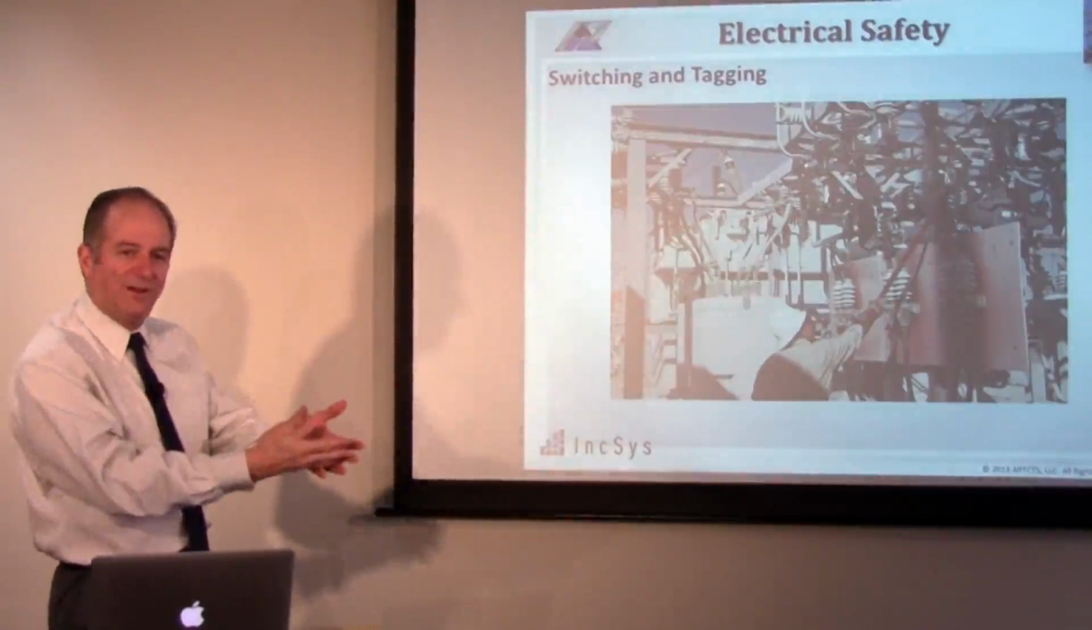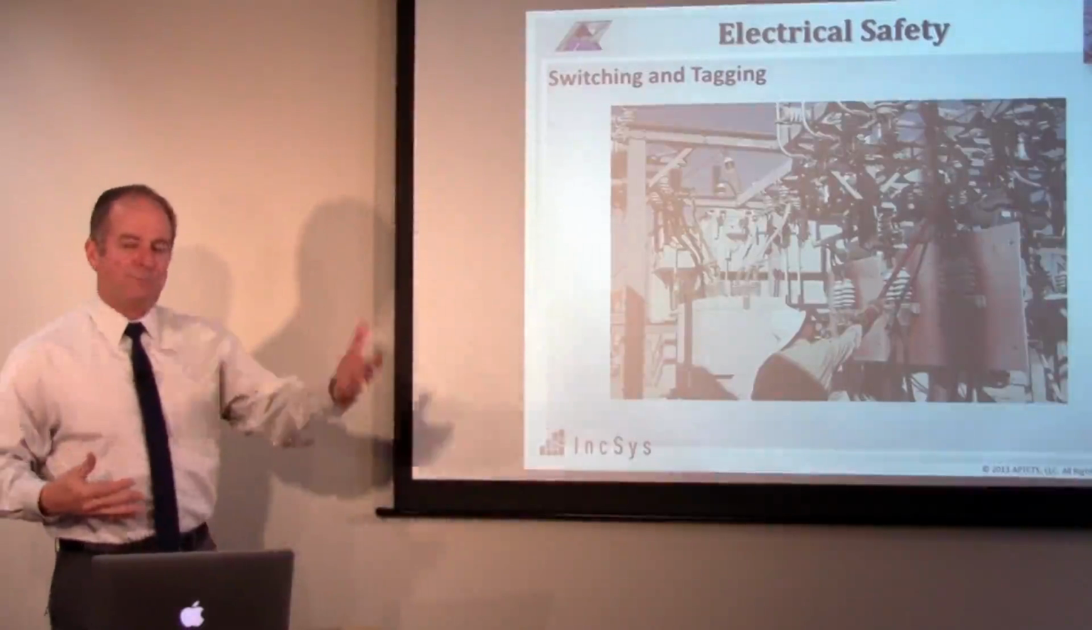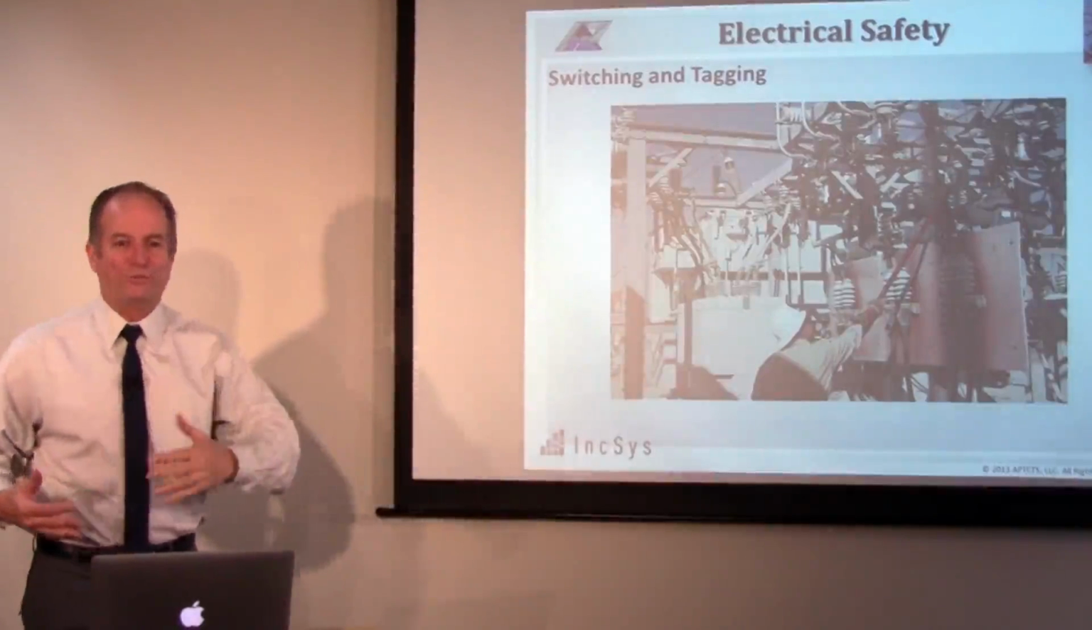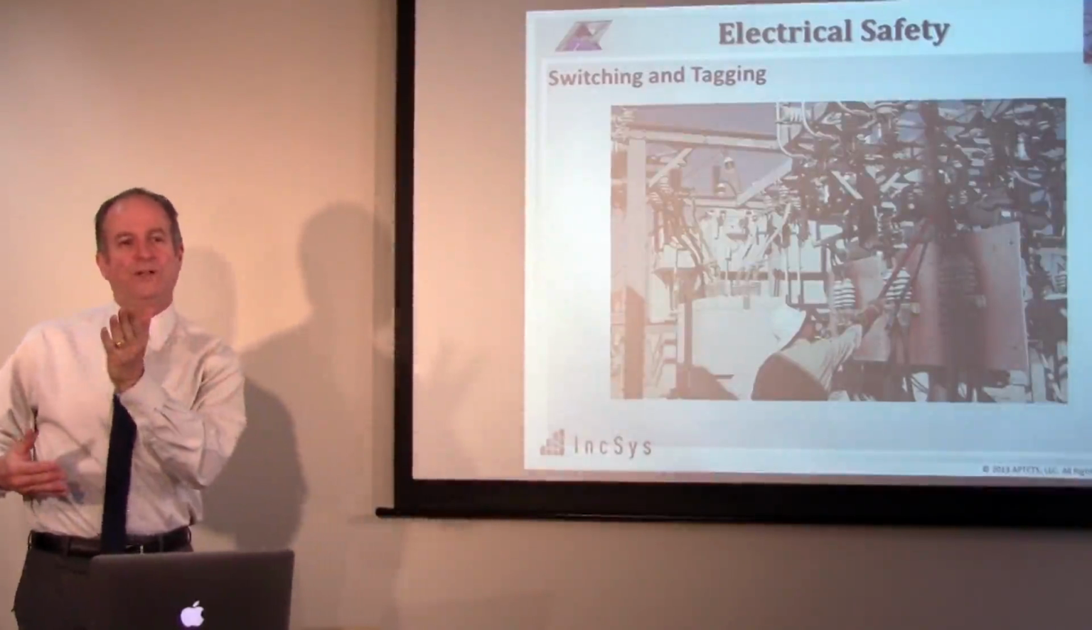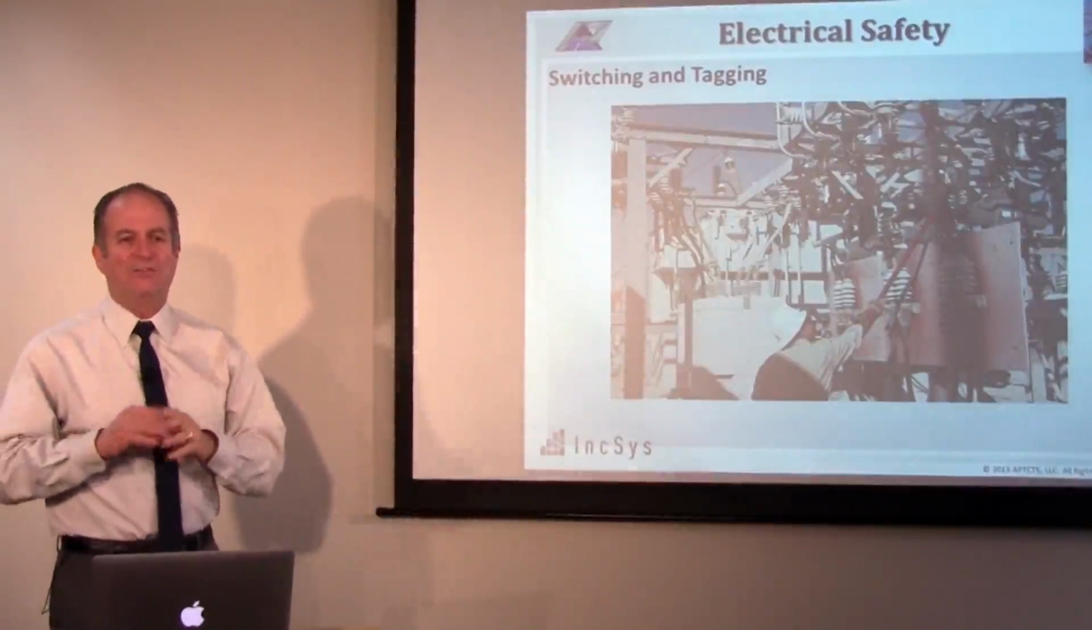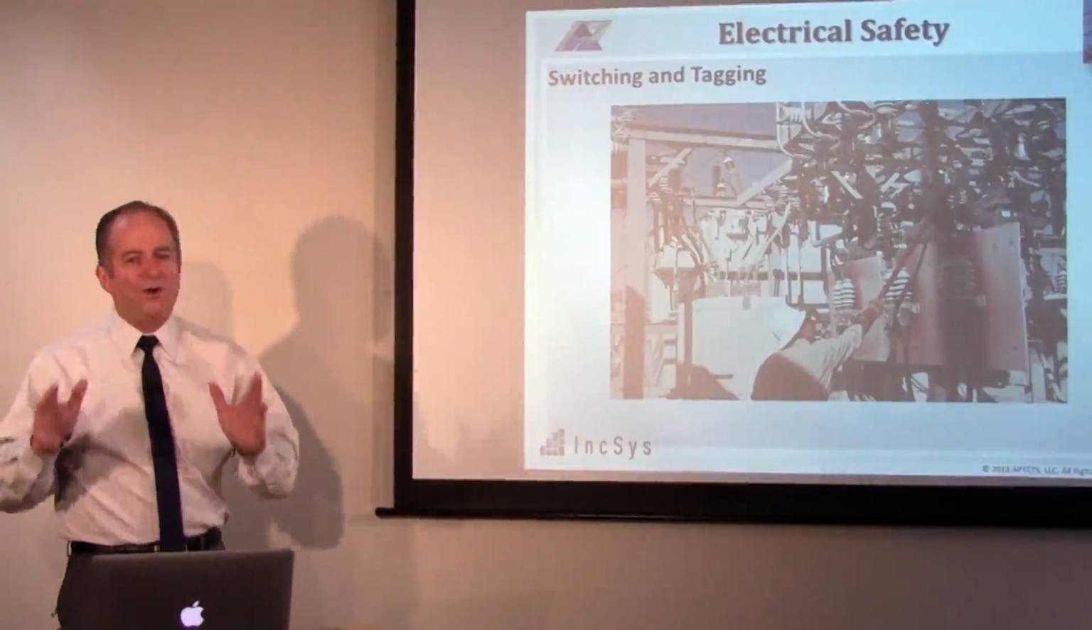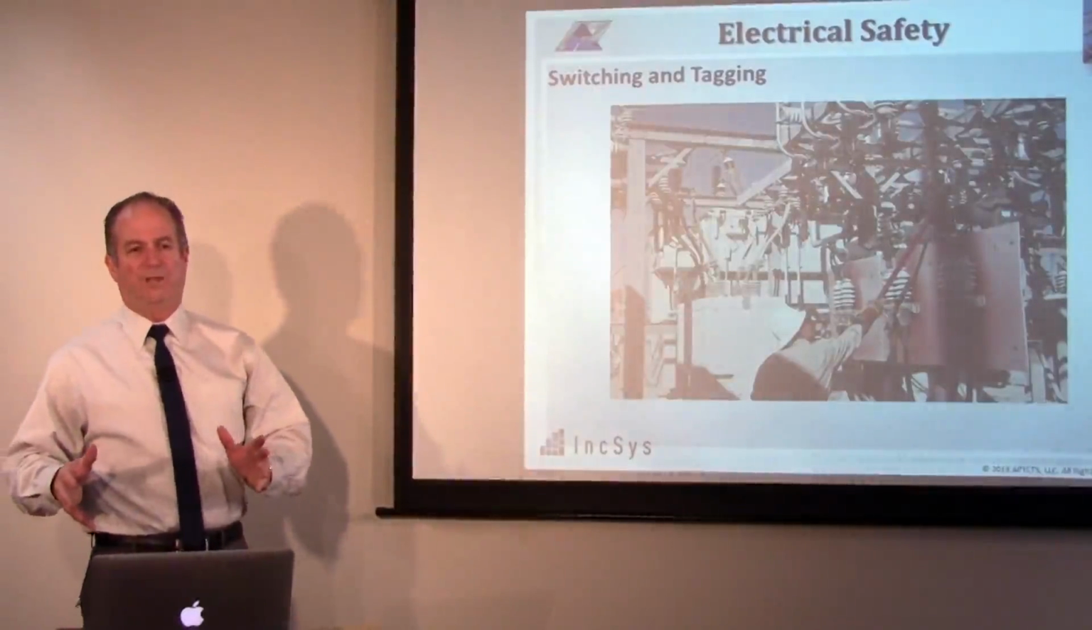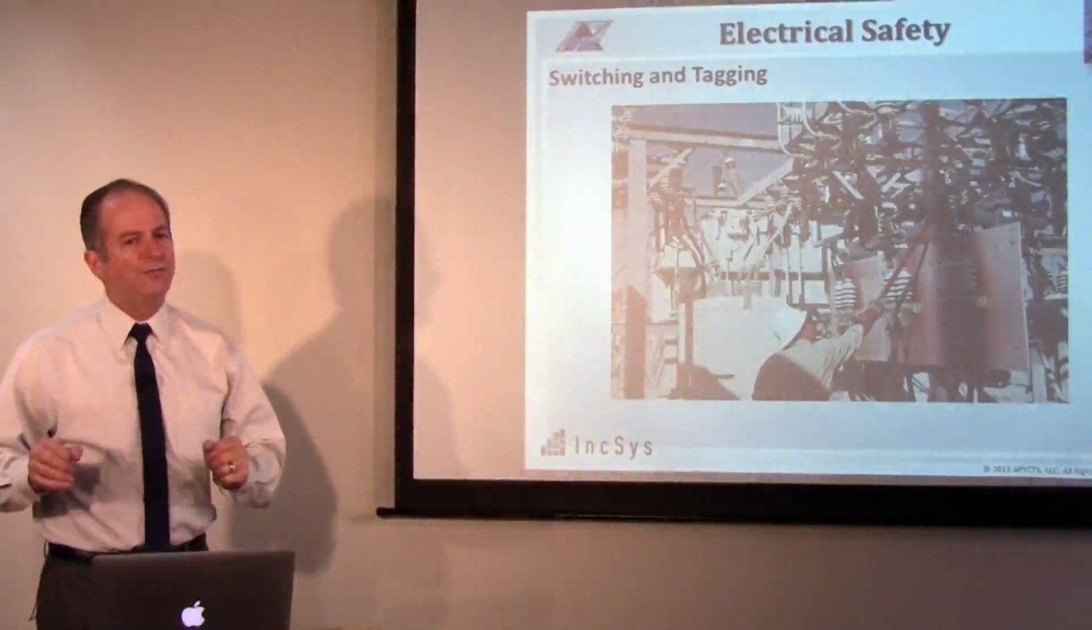We have people reporting to it. The people that are reporting to it, when they're done, then they have to go through this reverse of the switching orders and remove tags and those types of things. It's a very elaborate process. I'm just trying to give you an overview of what that's all about.